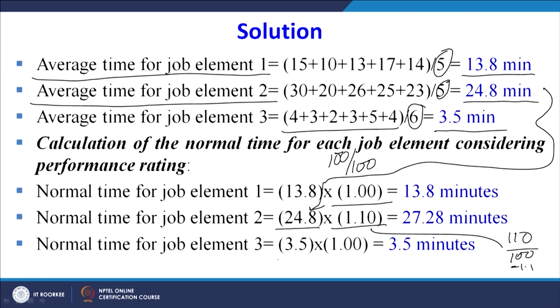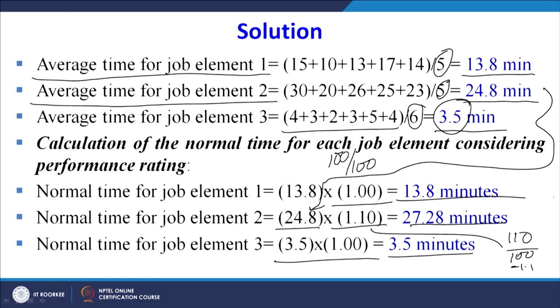Then similarly for the third job element also, 3.5, which is coming from here, multiplied by 1 because the performance rating is 100 divided by 100. So this way we calculate the normal times for each of the work elements. There are 3 work elements, so we have found out the normal times for the 3 work elements.